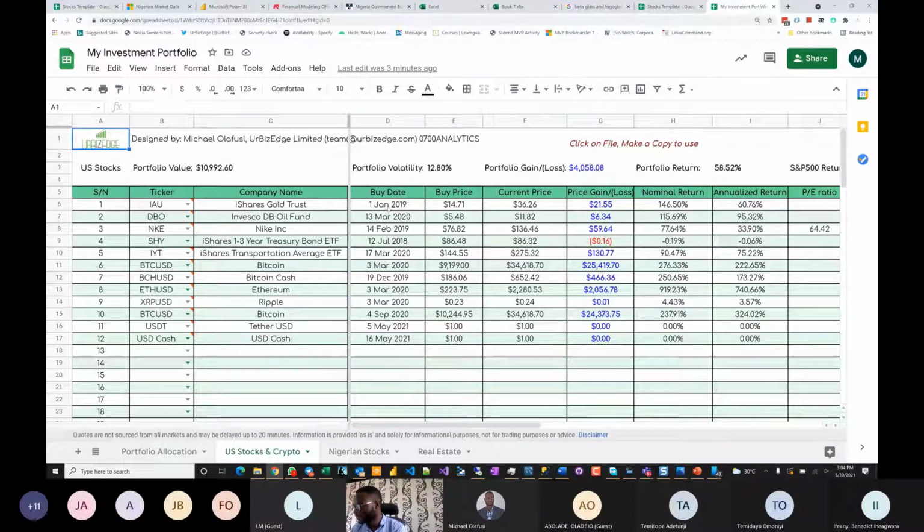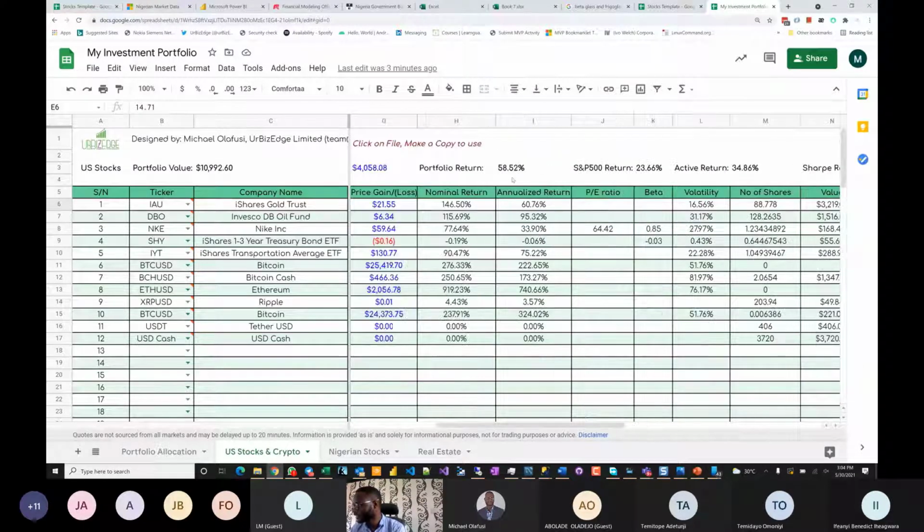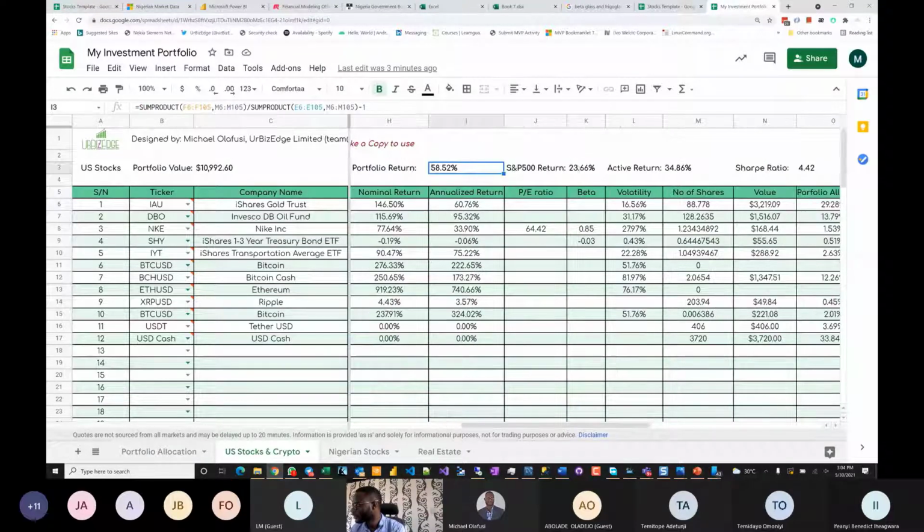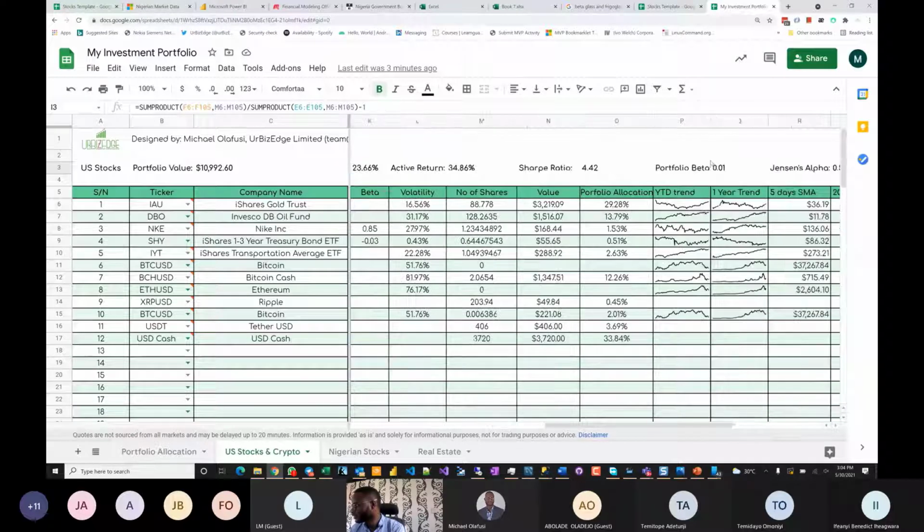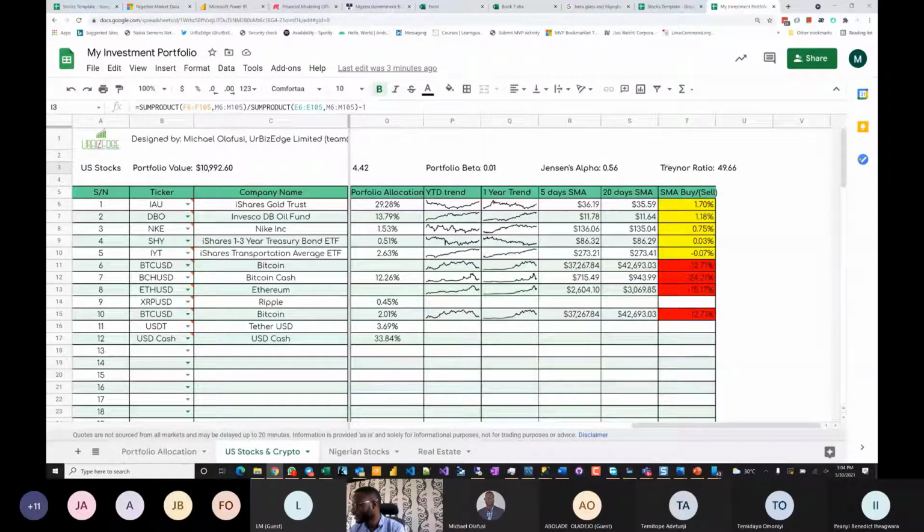I put the day I bought them. I put the prices I bought them at. I put the other details and all the other things calculate, and then I will see what my portfolio value is. What is the active return? My active return is 34%. What's the S&P 500 active return? So I actually beat the S&P 500. What's my portfolio return? What's my Sharpe ratio? What's my beta? These ones are a bit more academic. The key thing is you want to see which ones are doing well. So right now, the market.